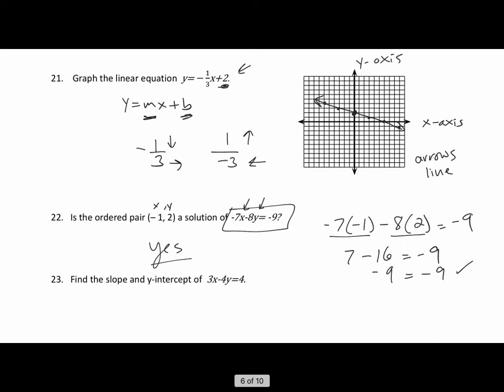For 23, find the slope and y-intercept of the given equation. So when the equation is in the standard form, I can't tell what the slope and y-intercept are. What I need to do is solve for y, because when I do that, I can identify the slope and the y-intercept of any linear equation here. So let's go ahead and solve for y.